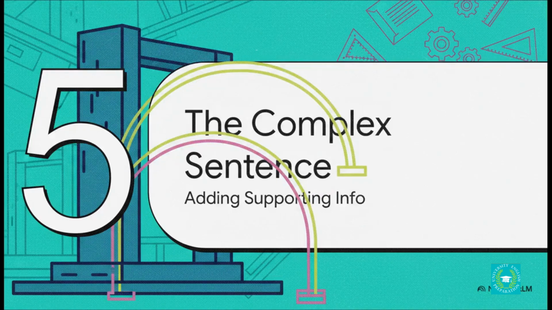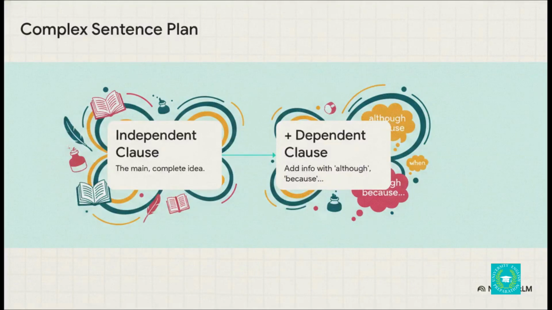All right, now for our most intricate design, the complex sentence. This is where your architectural skills really start to shine. With this one, we're not connecting 2 equal structures. Instead, we're adding a supporting piece, a dependent clause, to a main foundation, an independent clause. So, the structure here is one independent clause plus at least one dependent clause.